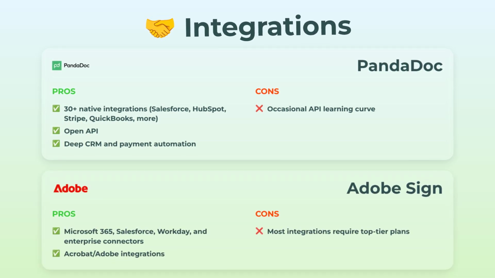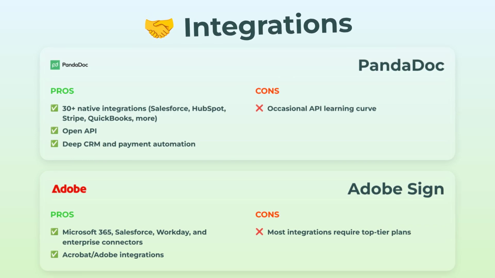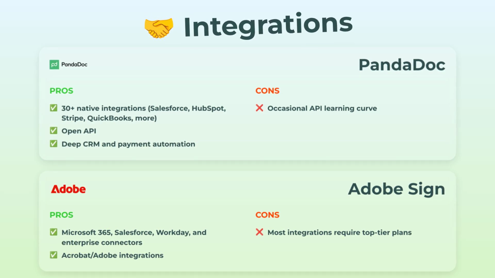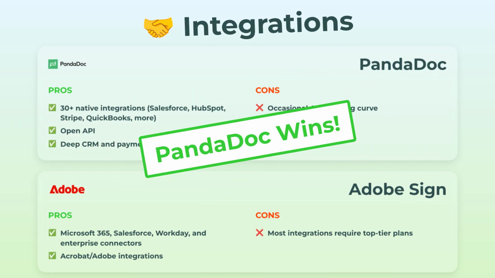Now, Adobe Sign has the heavy hitters too. Microsoft 365, Salesforce, Workday, a lot, plus all the Adobe ecosystem stuff. But a lot of it is locked behind those top-tier plans. So for most teams wanting flexibility right out of the box, PandaDoc comes in clutch as the integration champ.